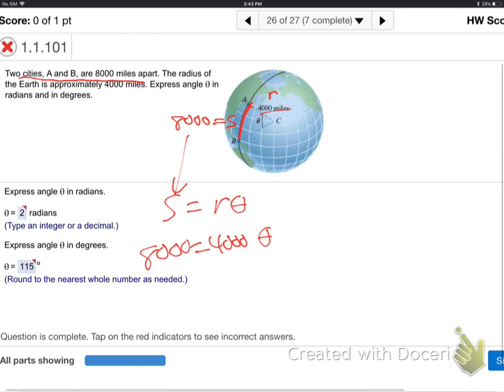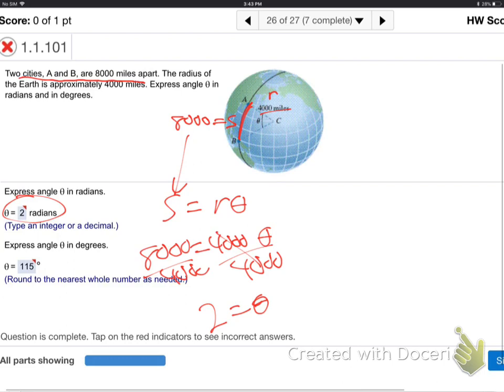If you're at the center of the Earth, measuring the angle between cities A and B, what would that angle theta be? Divide by 4,000 on both sides. Theta's 2, to radians. Remember, you're automatically in radians when you use that formula. By default, you're in radians when you use the S equals r theta formula. So it's 2 radians, and then they have you change that to degrees.